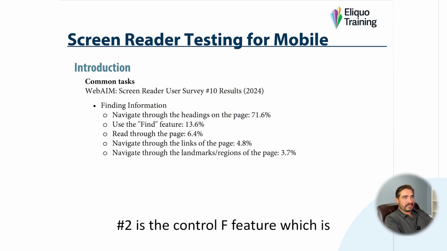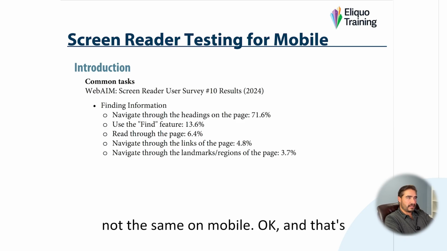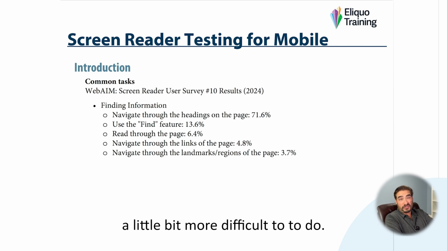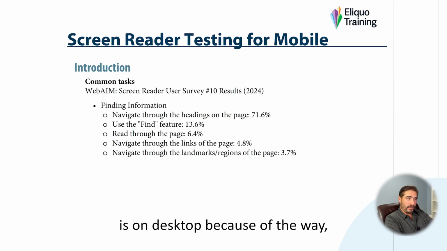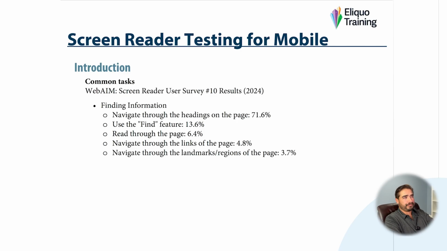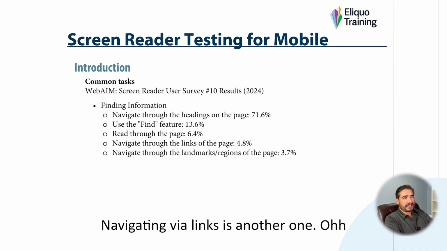Number 2 is the Control F feature, which is not the same on mobile. Okay, that's a little bit more difficult to do. Still possible, but less likely for the users to do this. Reading through the page item by item, this is more common on mobile than it is on desktop because of the way the gestures are built. Navigating via links is another one.